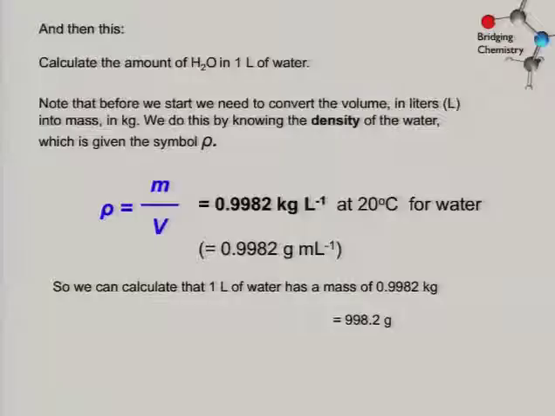Okay then, on to the last little bit. We're going to finish early. I'll get in trouble. Calculate the amount of water in 1 litre of water. Now this is a slightly different question because this is calculating the amount of something in a certain volume of something else, not in a certain mass. So we can't just go amount equals mass over molar mass here because we don't have a mass. A mass is a number in grams and we don't have that in the question as it's written.